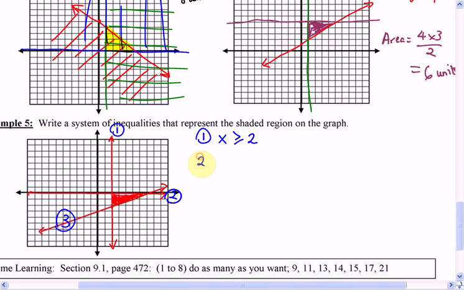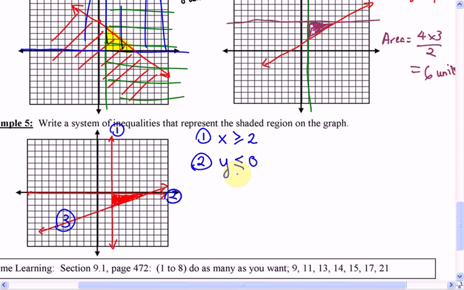How about line number 2? Well, that's the horizontal line, so that must be y. It's on the x-axis, so it must be 0. And now the question you have for yourself is, what's the sign? Is it going to be greater than or equal to, or less than or equal to? Notice where the shading is. Is it above the x-axis or below the x-axis? So therefore, it must be below, less than or equal to.